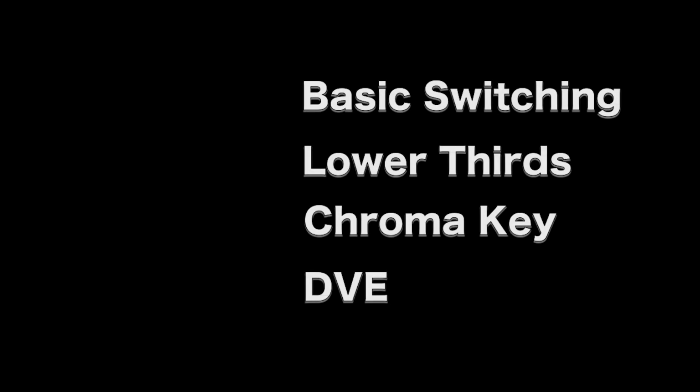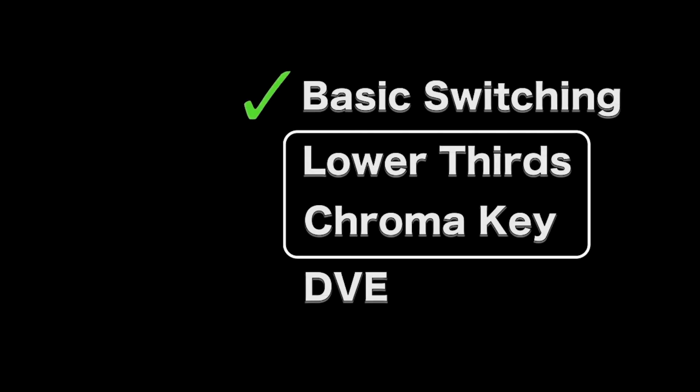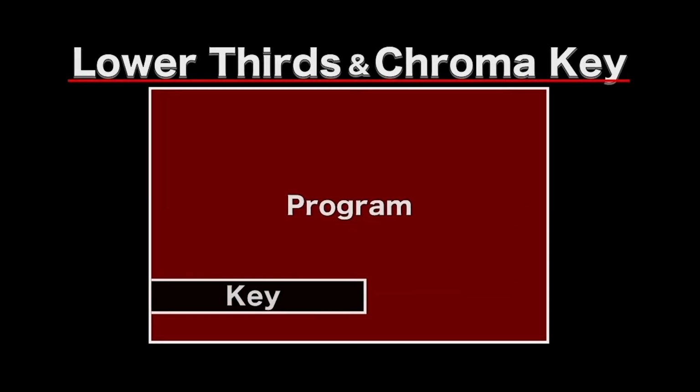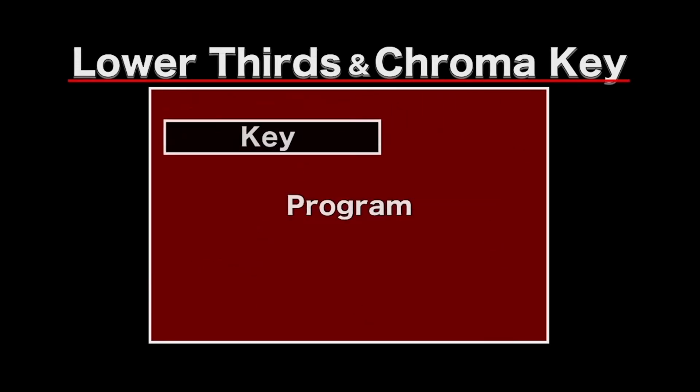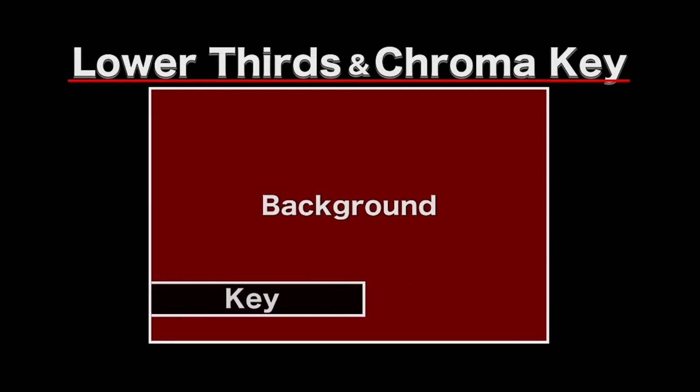Now that we've learned how to put things on program, let's get into keys and keying. First, let's explain what a key is. A key is a layer that you can put on top of your program. A key will always be on top of your video or program and will be known as background.